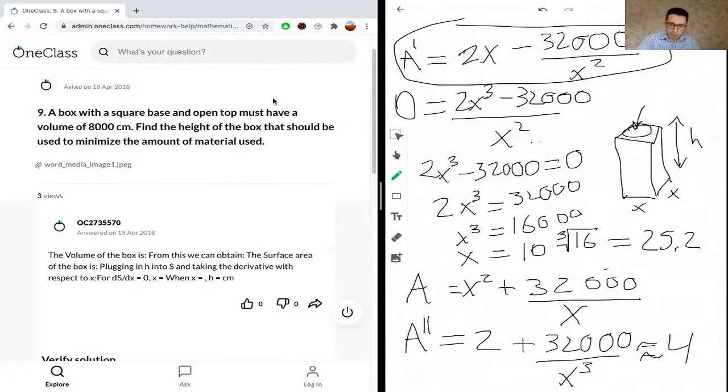So since this is a positive value, we know that the function that the area represents will be concave up. When we take the second derivative, if it's a positive value, that means the function the area represents is concave up, which means that this is a minimum. So the value of x that equals 25.2 is a minimum. So we've double checked that this value is actually a minimum.